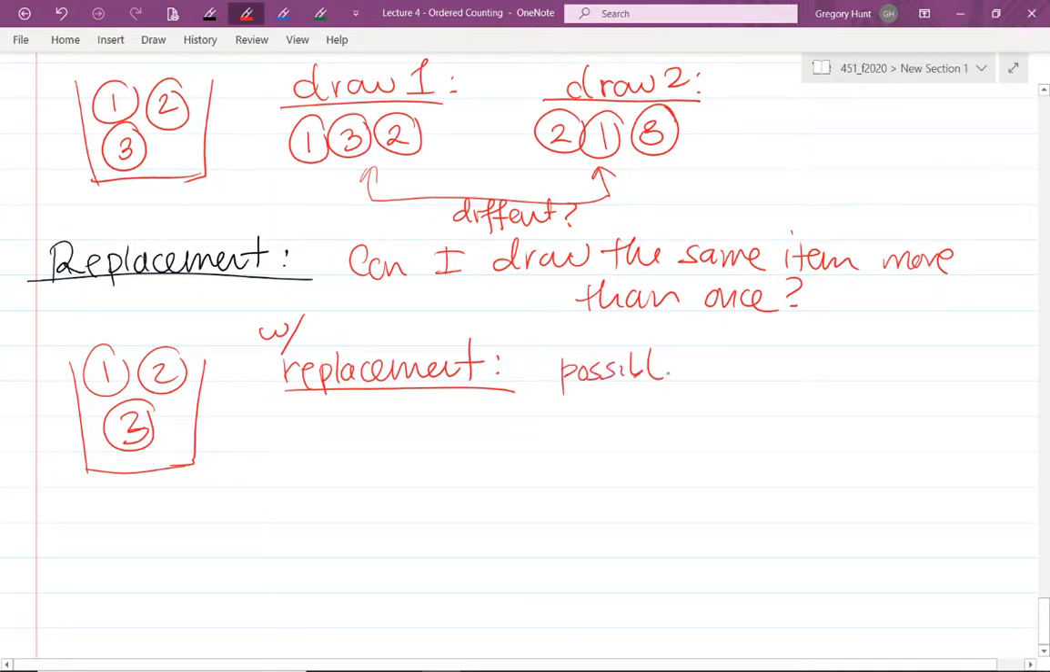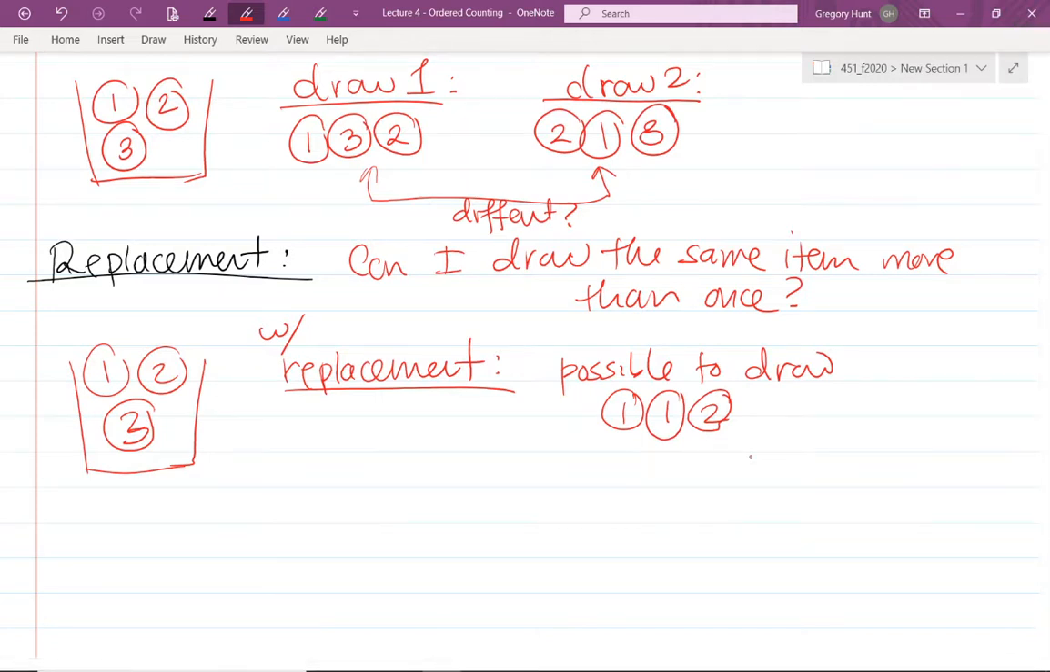So possible ways to draw: maybe I could first draw one. So I take it out of the basket, I write it down, but then I put it back in the basket. I then go back and I could draw a ball again. So I still have three balls in my basket. But it's possible I get ball one again. I write it down, put it in my basket, and maybe then the third time I draw ball three. So it's possible I get ball one, ball one, ball two. So I sample with replacement, where after each sample, I put the item back, mix it up again. So it's possible that I can get the same item more than once.